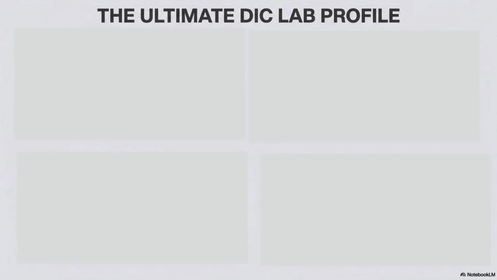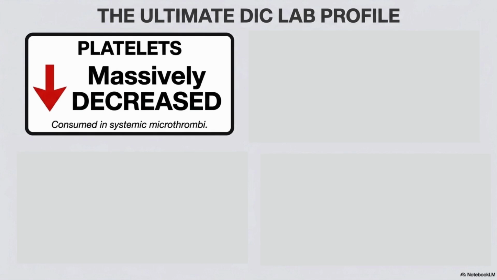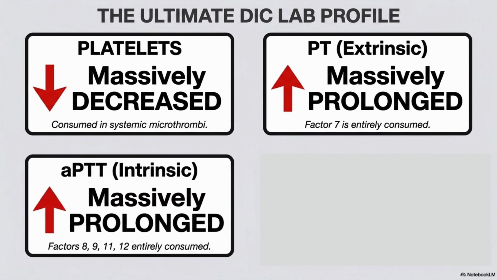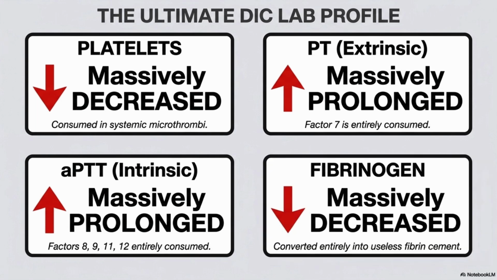This directly informs the ultimate DIC lab profile. Platelets are massively decreased because they are all consumed in those systemic microthrombi. The PT measuring the extrinsic pathway is massively prolonged because factor 7 is entirely consumed. The APTT measuring the intrinsic pathway is also massively prolonged because factors 8, 9, 11 and 12 are entirely consumed. And finally, fibrinogen is massively decreased because it has been entirely converted into useless fibrin cement.